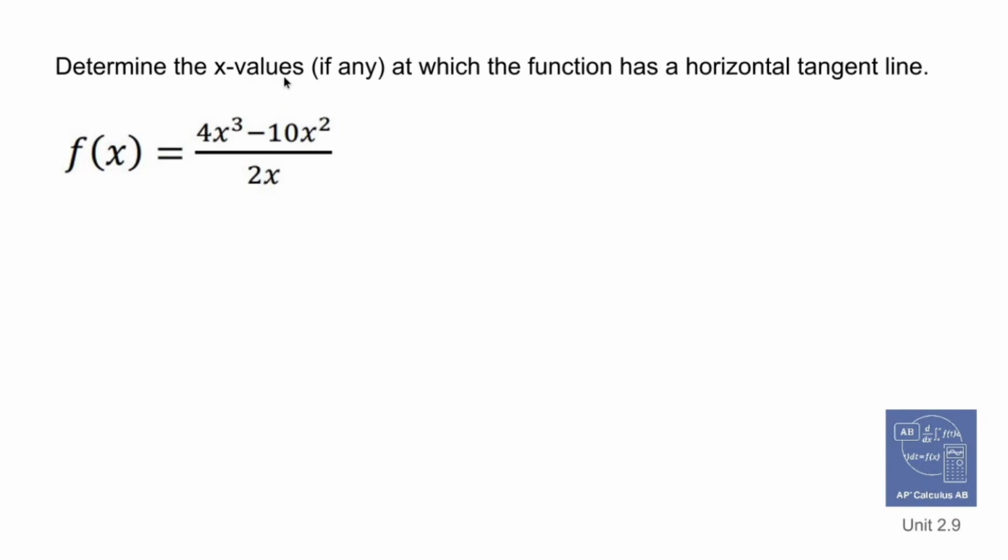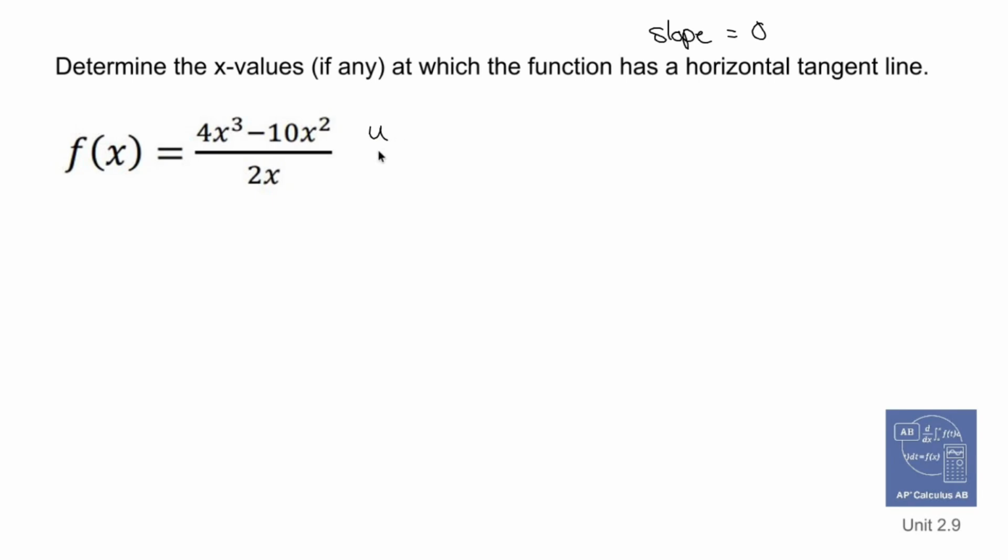Determine the x values, if any, at which the function has a horizontal tangent line. Now, a horizontal tangent line means slope is going to equal 0. So what I have to do is find the slope of the tangent line, which means derivative, and then set it equal to 0. Well, this, boys and girls, is quotient rule.